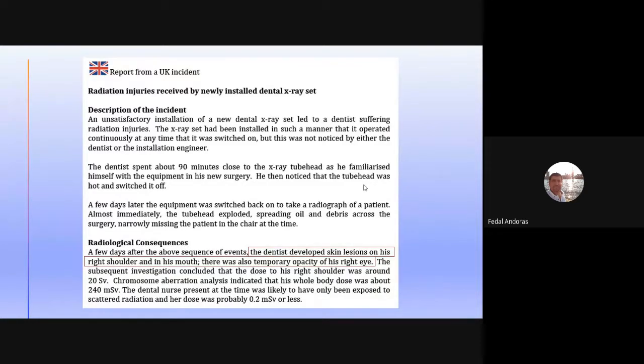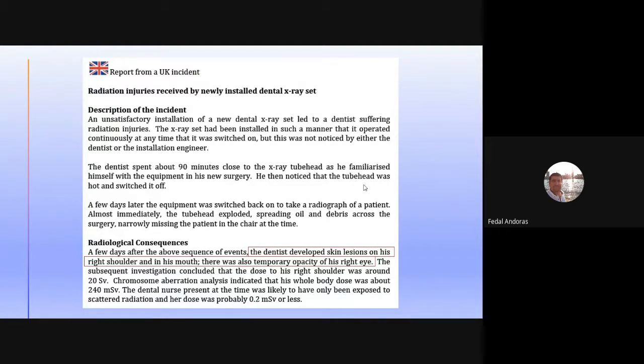The dental nurse present at the time was likely to have only been exposed to scattered radiation. هو الطبيب كان قريب من الجهاز، الدنتال نيرس اللي الاسيستنت كانت وياه انه كانت بس اجالها scatter radiation and her dose was probably 0.2 millisievert or less.